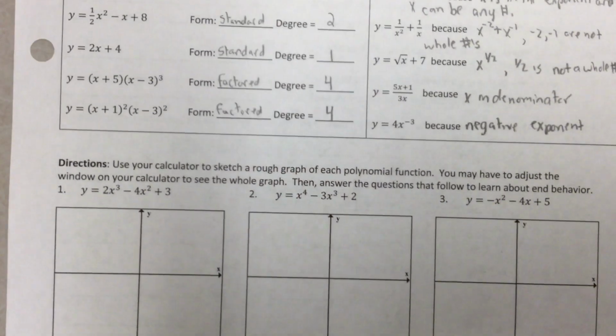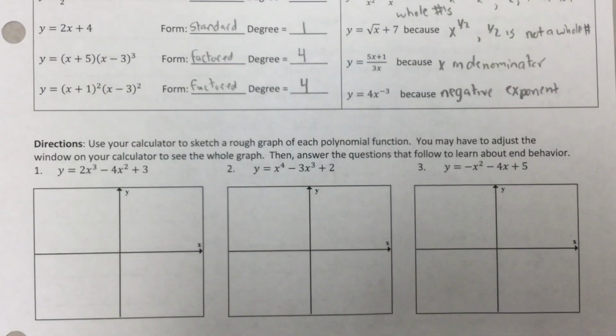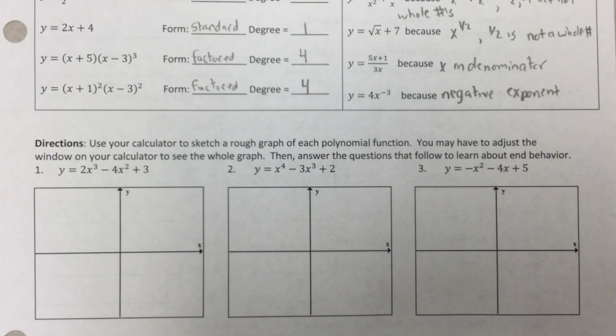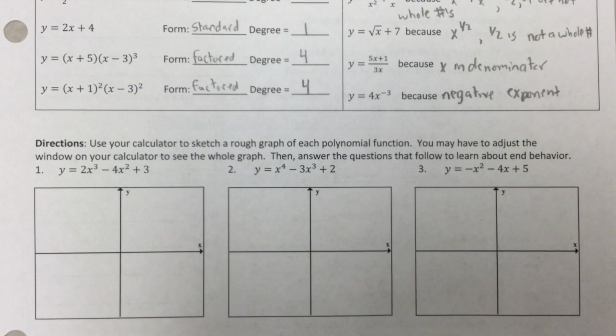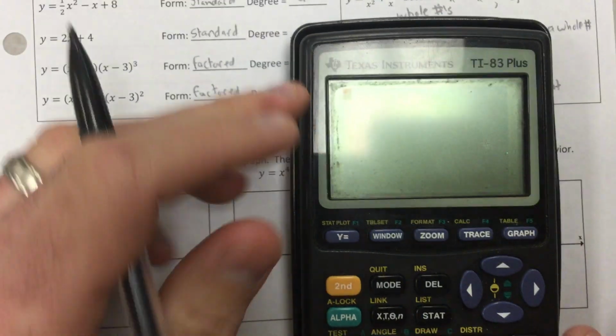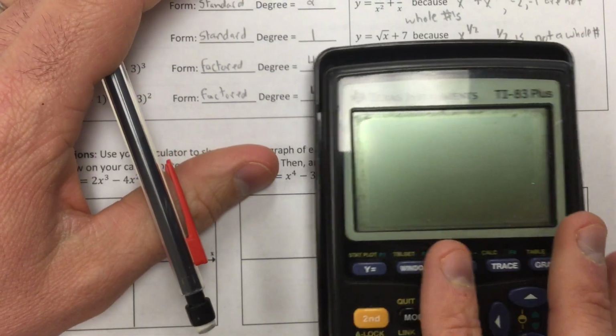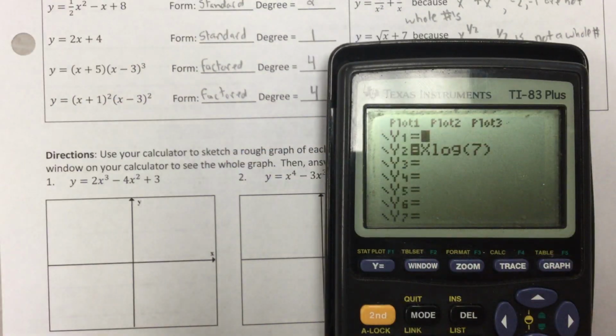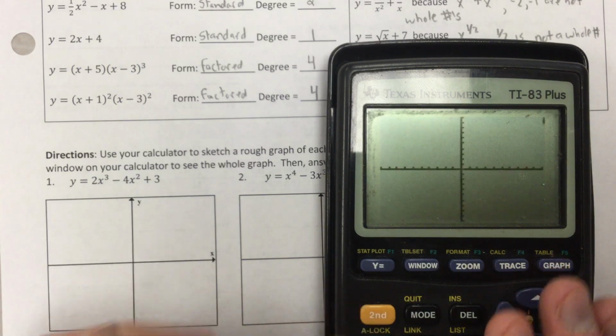All right, so what we have here for the next part, it says use your calculator to sketch a rough graph of each polynomial. You may have to adjust the window on your calculator to see the whole graph and then answer the questions to learn about the behavior. So first one we have here would be y equals 2x to the third minus 4x squared plus 3. I'm going to graph that.